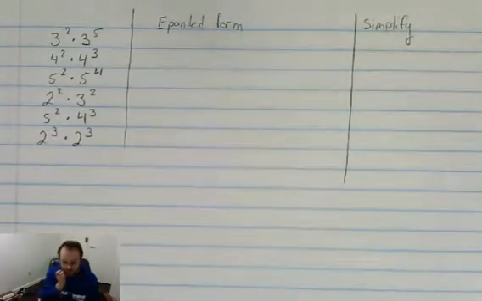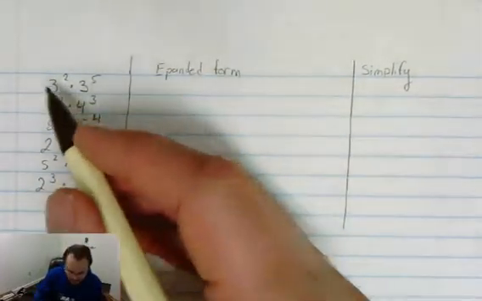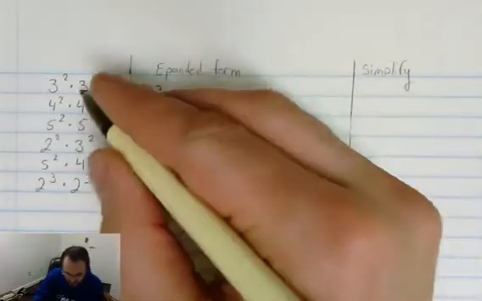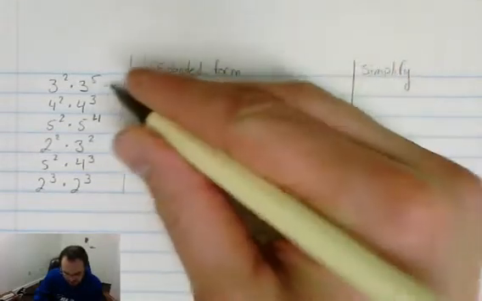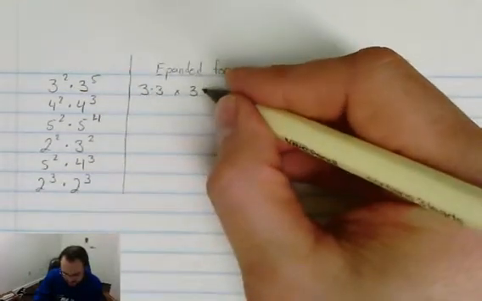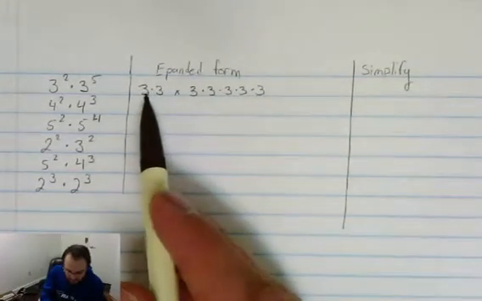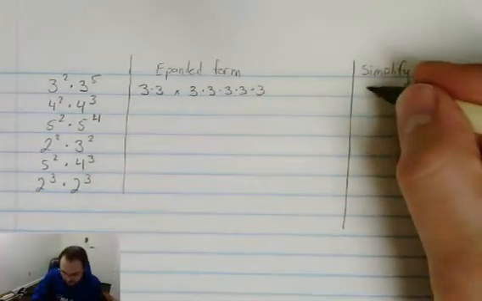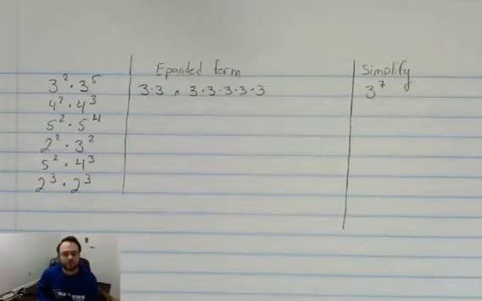Okay? So let's take a look at my very first one here. We're going to have 3 squared, which is 3 times 3. And we're going to multiply it by 3 to the 5. So that's 3 repeated 5 times. So I look at this. Altogether I have 1, 2, 3, 4, 5, 6, 7. I have 7 3's being multiplied together. So that's going to give me 3 to the power of 7 if I simplify it.